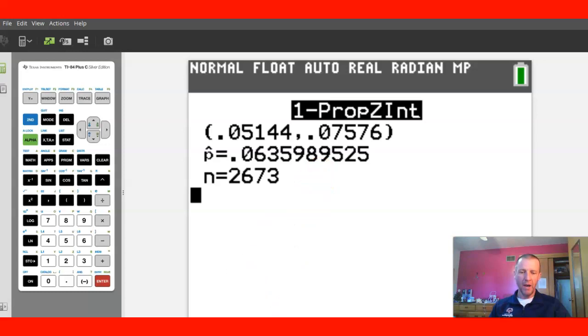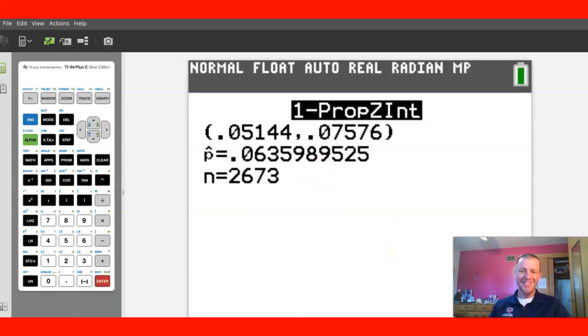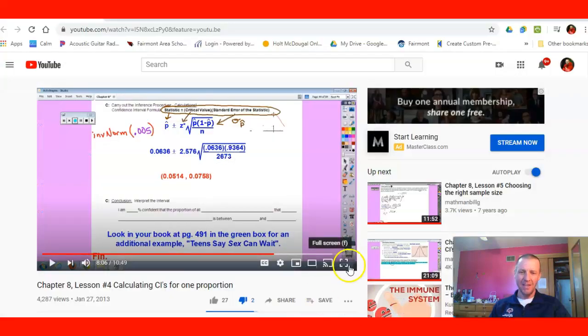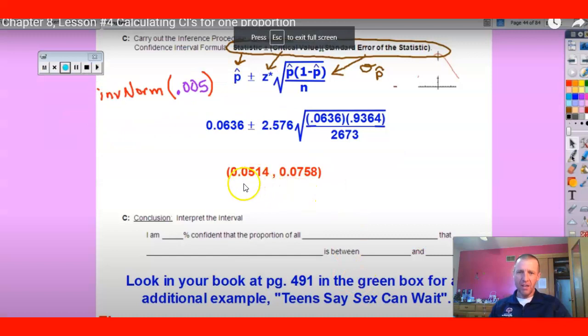That's pretty much what our confidence interval was. I'm going to go back to Mr. G's screen here, I hope, and see if I can go back to full screen. Come on, honey. There it is. There is that confidence interval, 0.0514, 0.075, it went out more decimals, but that's the same confidence interval that we got, right?